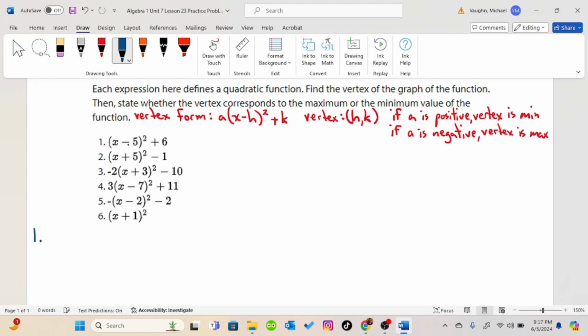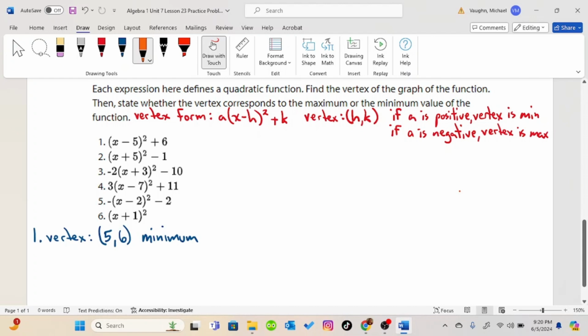Number 1, our vertex is positive 5, because it's the opposite of what's inside the parentheses, and it's positive 6 because it's exactly what's outside the parentheses. And because a is positive, this is the minimum. And the graph opens upward.